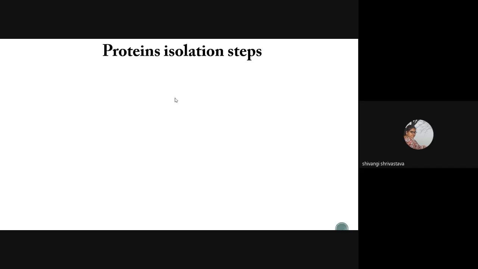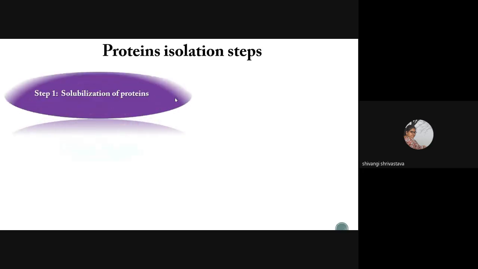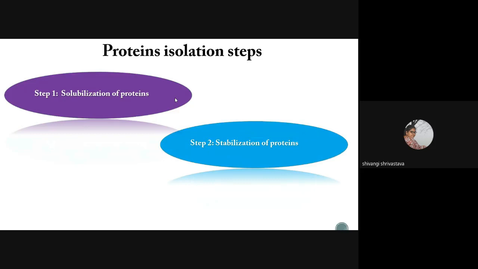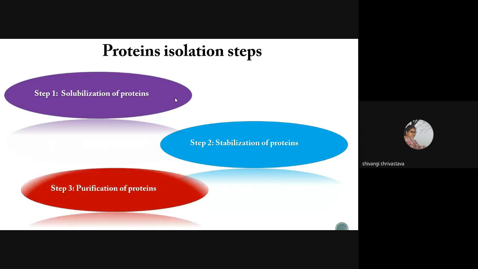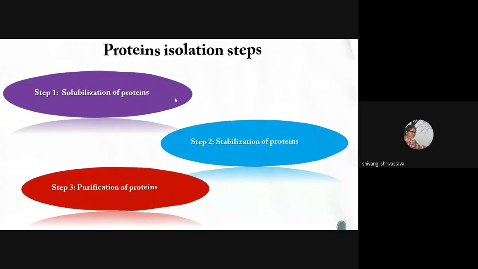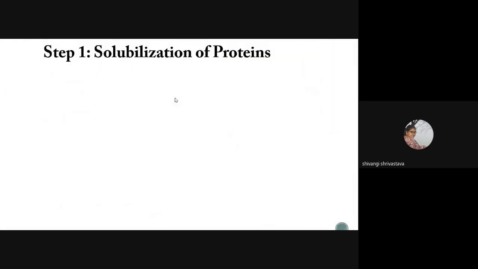So the first step is protein isolation. There are three steps by which we can isolate a protein. First is solubilization of protein. Solubilization can be done by cell disruption processes. There are so many processes which are used in cell disruption. The second one is stabilization of proteins. If your protein is not stable, then it will be of no use for our experiment. And the last one is purification. So the first step is solubilization of protein.